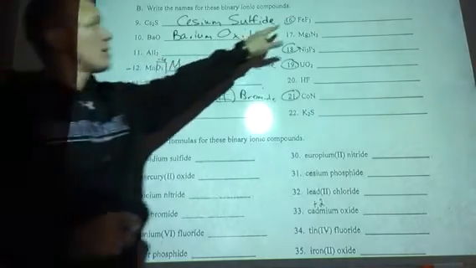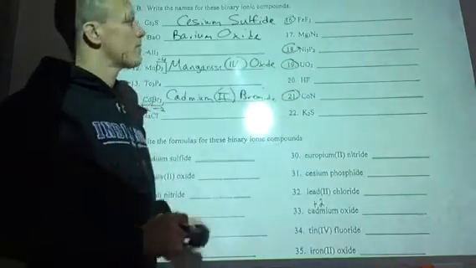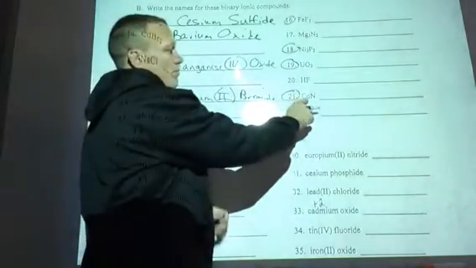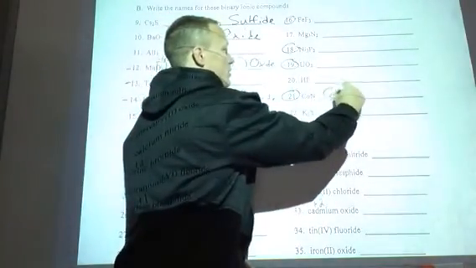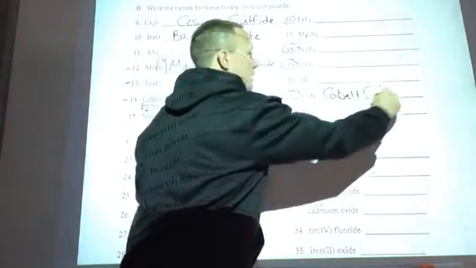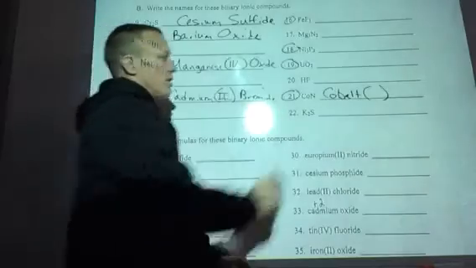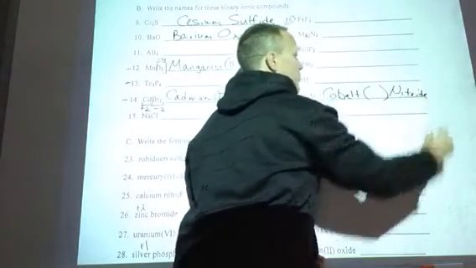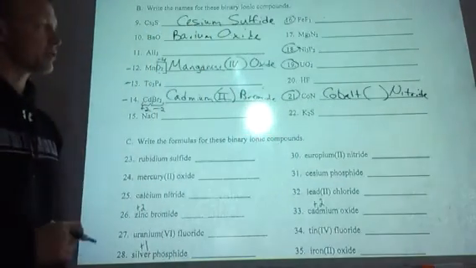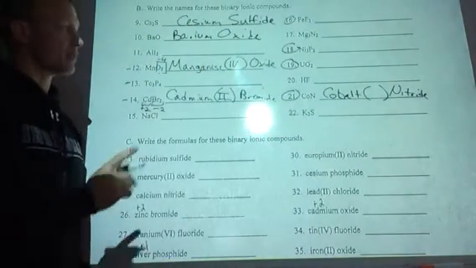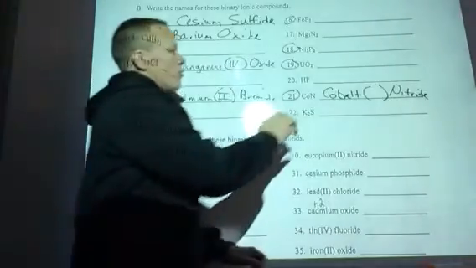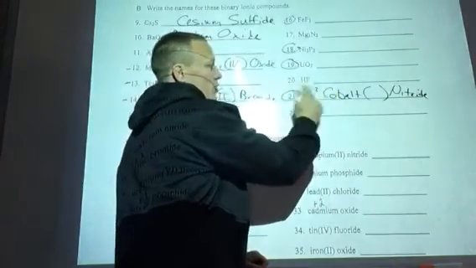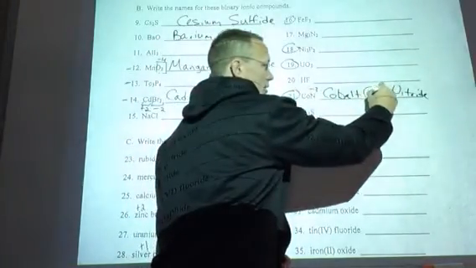Let's go up here to, let's do this one right here. Cobalt is Co. Again, it's a transition element, so it needs a Roman numeral. N is nitrogen. Nitrogen becomes nitride. Cobalt nitride. Probably can't see that in the video. The Roman numeral on cobalt. So we've got to look up nitrogen's charge. Nitrogen is a negative 3 charge. That means cobalt in this case would be a positive 3.